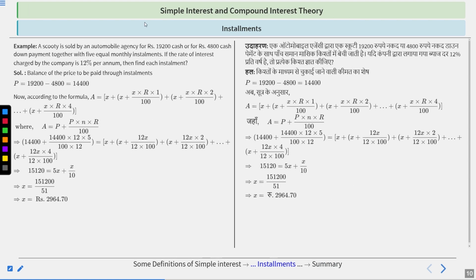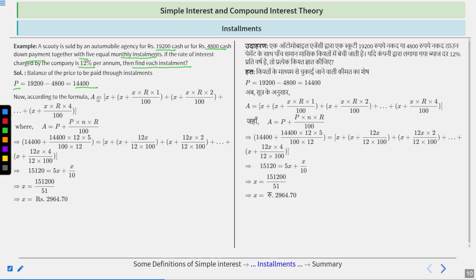Next, let's take an example for this formula. A scooty is sold by an automobile agency for rupees 19,200 cash, or 4,800 rupees cash down payment together with 5 equal monthly installments. If the rate of interest charged by the company is 12% per annum, then find each installment. Clear? So P will become 19,200 minus 4,800, which is 14,400.